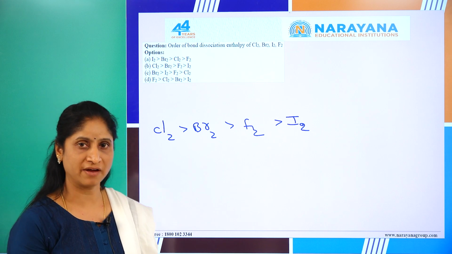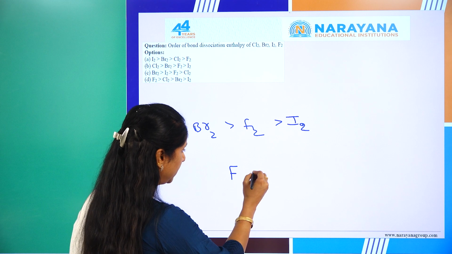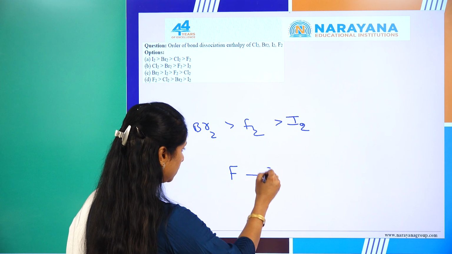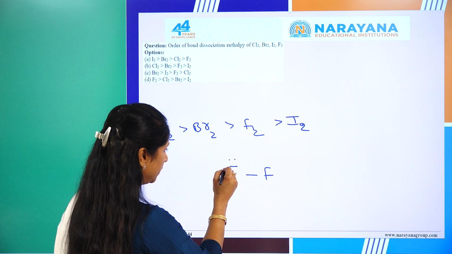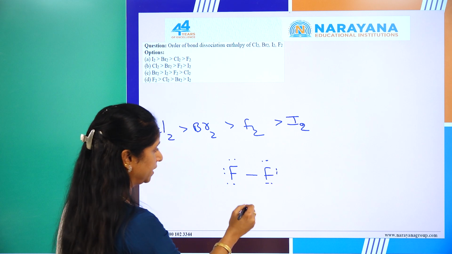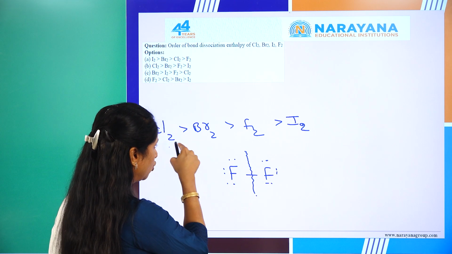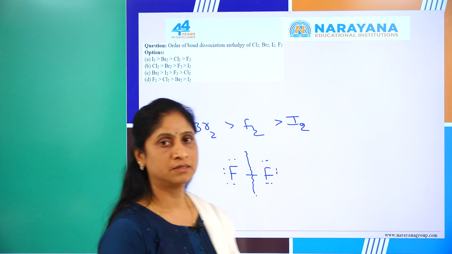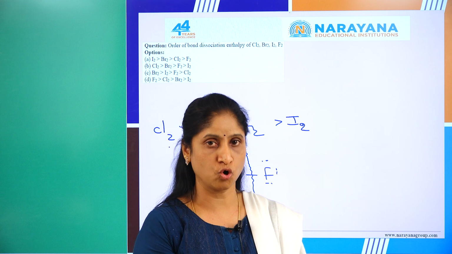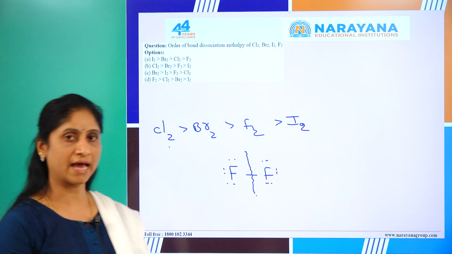The best satisfactory answer we can give is that fluorine is a very small-sized atom. So between the fluorine and fluorine, observe here, due to lone pair repulsion, this bond cleaves more easily than chlorine and bromine. That's why fluorine has less bond dissociation enthalpy than chlorine and bromine, which is a most important general point to be noted in halogens.